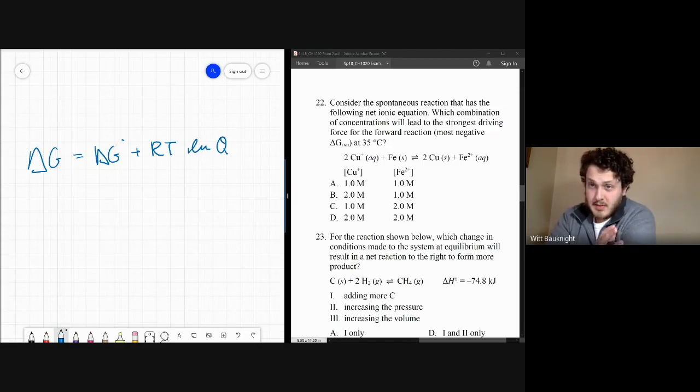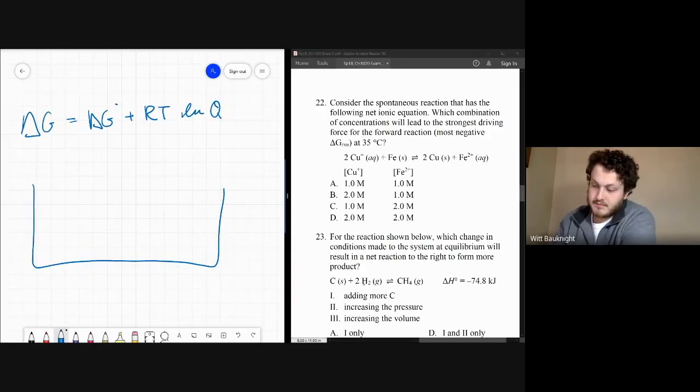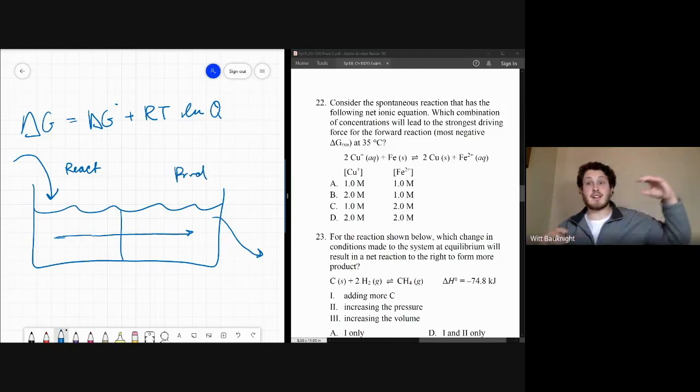But I'm just going to think about Le Chatelier's principle. Think about like you have a fish tank. What is going to drive the water to go to the product side the most? Well, if we put water into this side, the reactant side, and we take water out from the product side of the fish tank, the water is going to have to keep on flowing to the right, which is what we want. It'll be the strongest driving force forward.